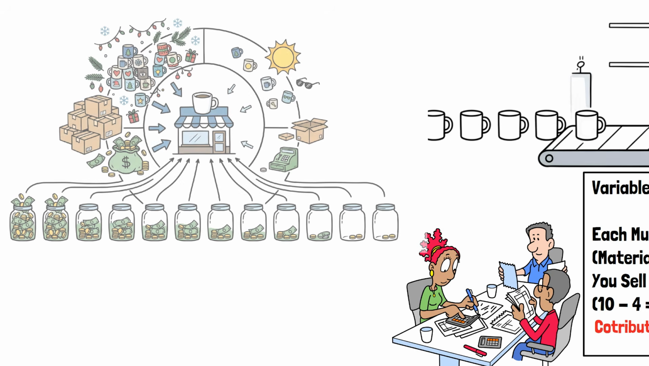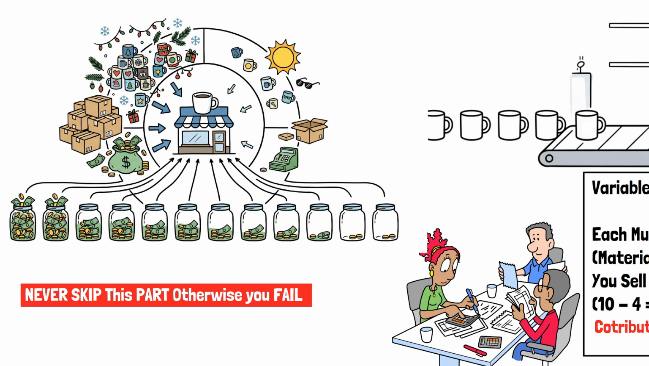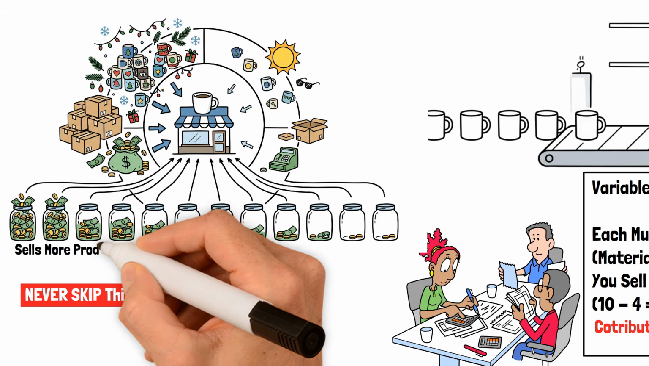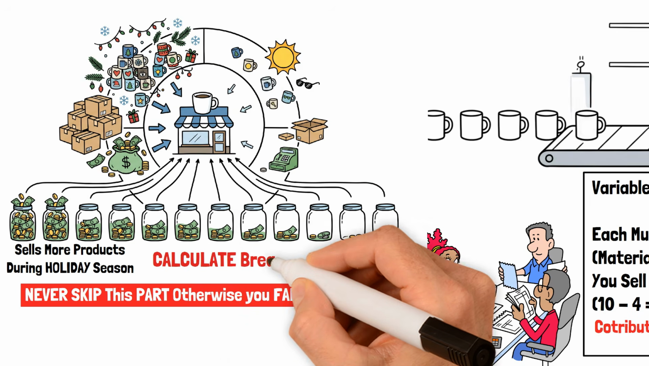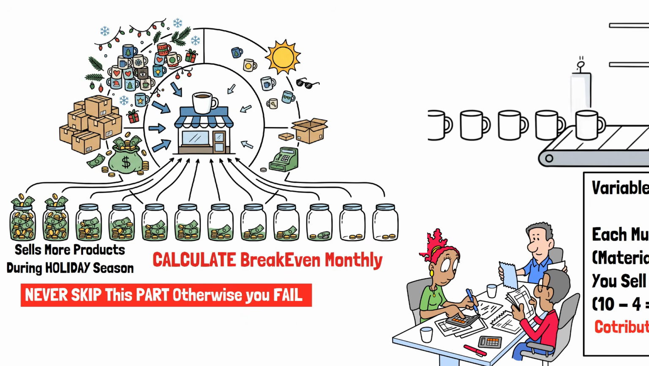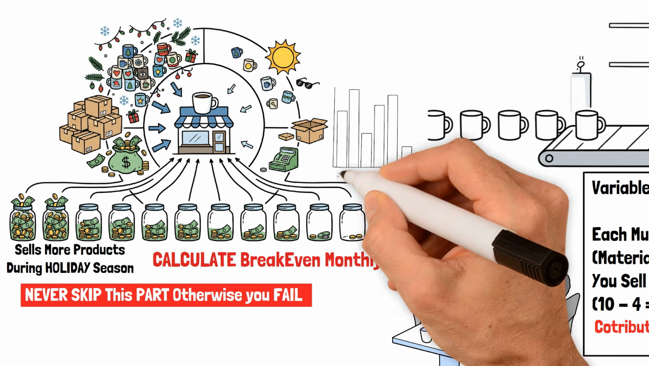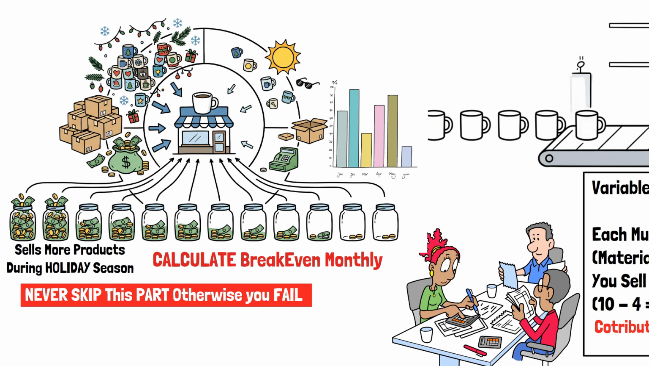Another common mistake is ignoring seasonality. Imagine your business sells more products during the holiday season and fewer during summer months. Looking only at annual averages may create a false sense of security. Instead, calculate break-even monthly. This gives you a realistic picture of cash flow requirements throughout the year.